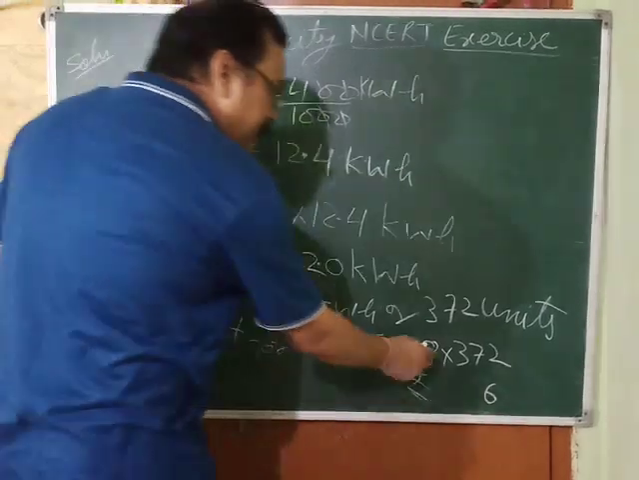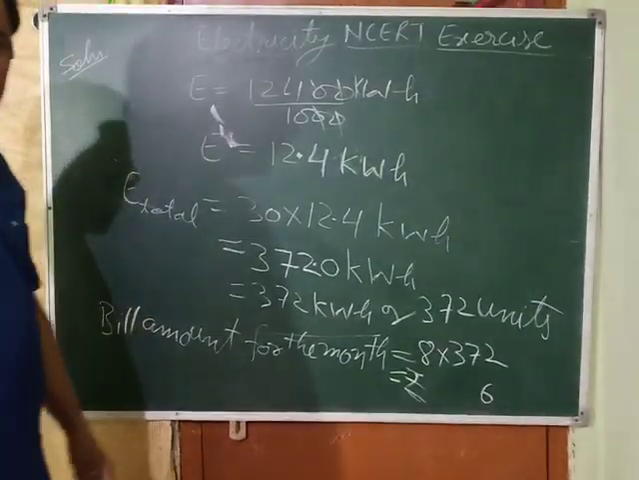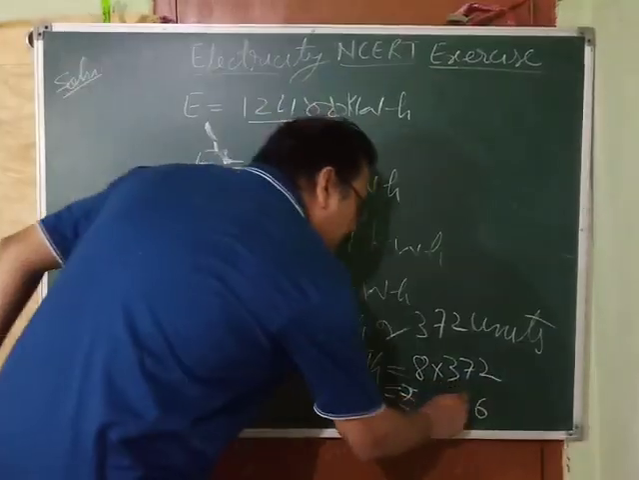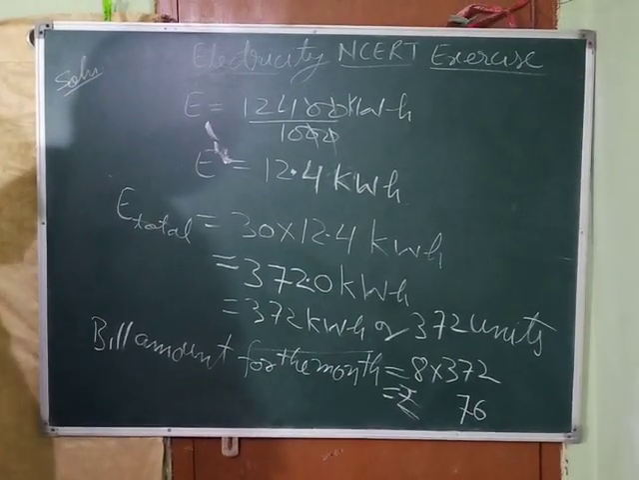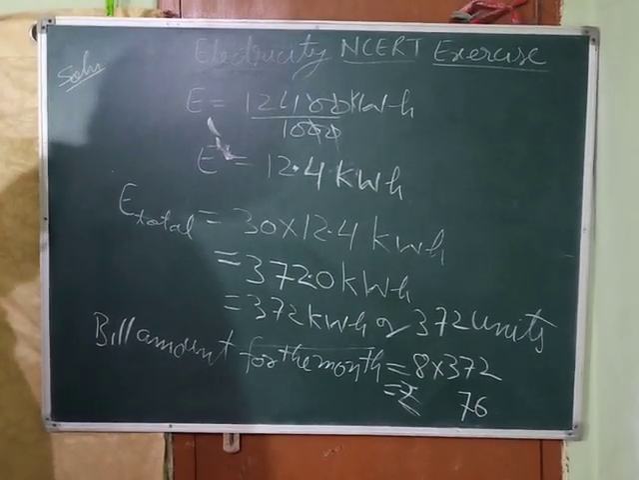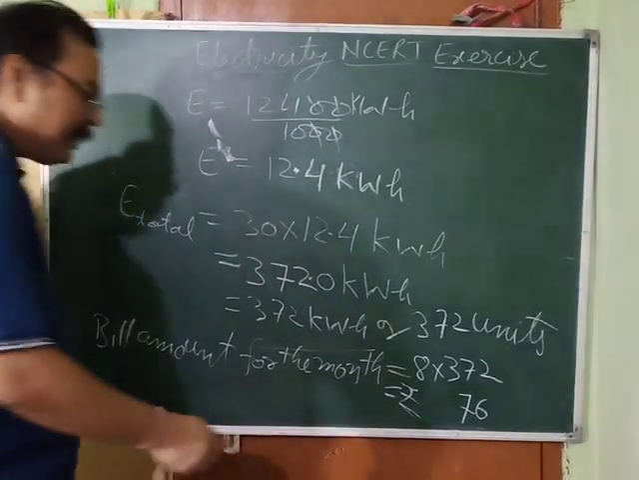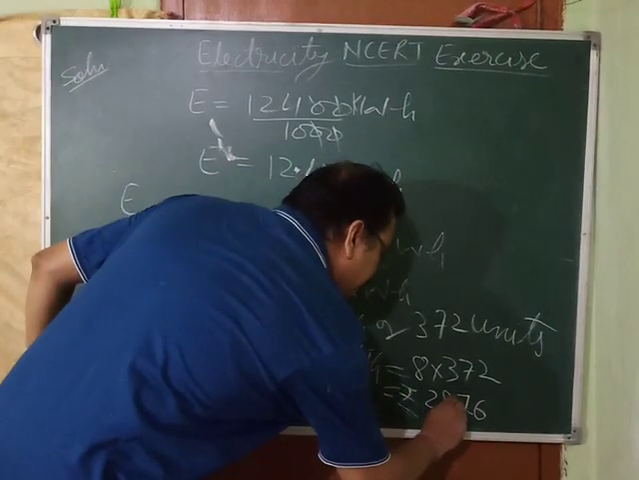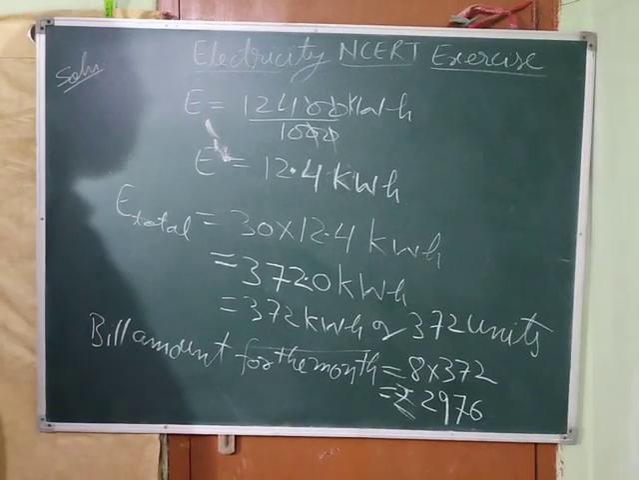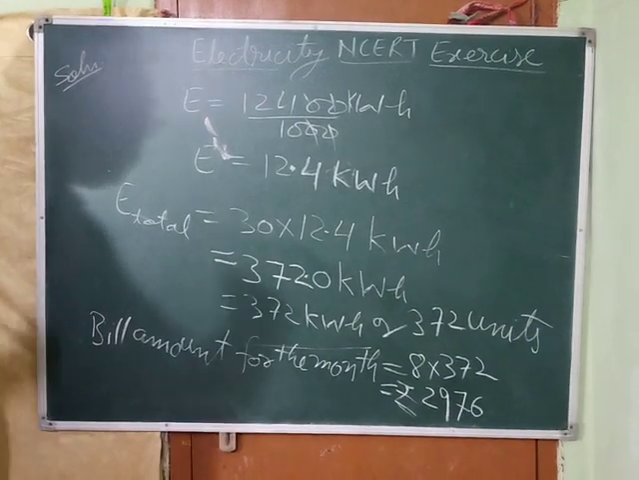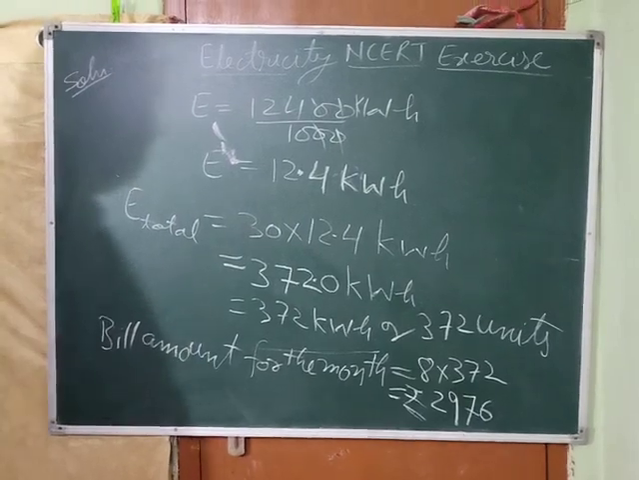Okay, 7 eights are 56, 56 plus 1 is 57, so you can write 7, 5 is carry. Okay, now 8 threes are 24, 24 plus 5 is 29. So it is how much? 2976 rupees. That is the bill amount for the month. Clear? Just note it down.